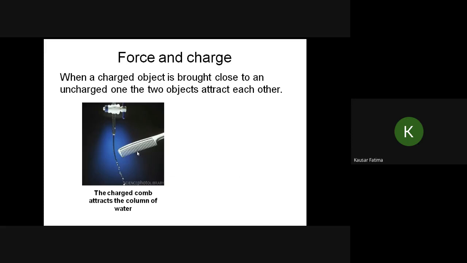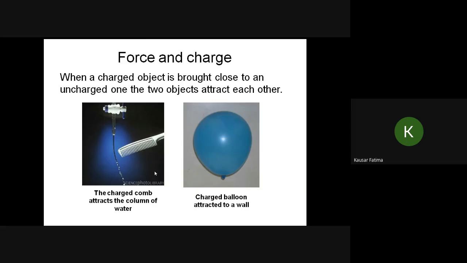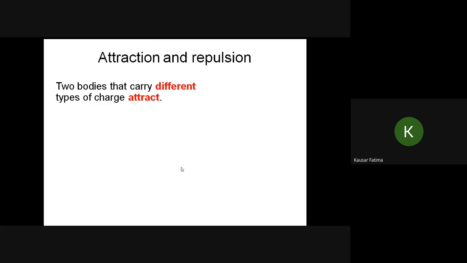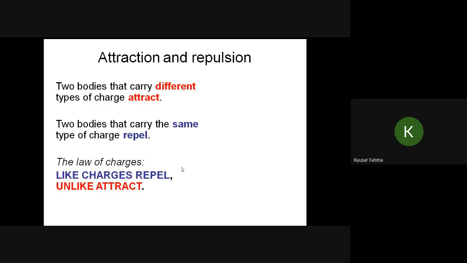Here the first figure shows a stream of water which is running, and a charged comb. The water is bent towards the comb. It means charged bodies attract each other. Here a rubbed balloon is attracted towards the wall. So different charges attract and similar charges repel. Okay, so it means the law of charges: like charges repel and unlike charges attract.